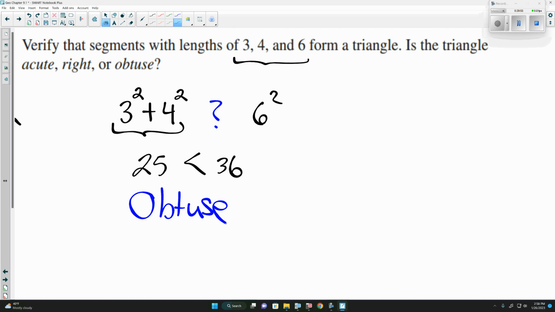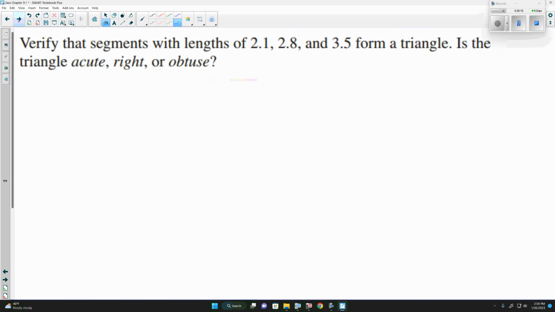Yes and no. A and B, the two smaller sides, are really interchangeable. 3 squared plus 4 squared is going to be the same as 4 squared plus 3 squared. The hypotenuse is always the bigger side. C is always the bigger side, the hypotenuse. A and B are the smaller sides. Questions on this here? Do we feel comfortable with these here?